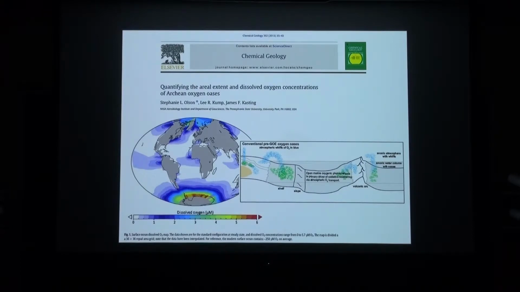So this isn't disequilibrium. I just want to make one point. The atmosphere is reducing. The atmosphere has high methane to keep the planet warm.